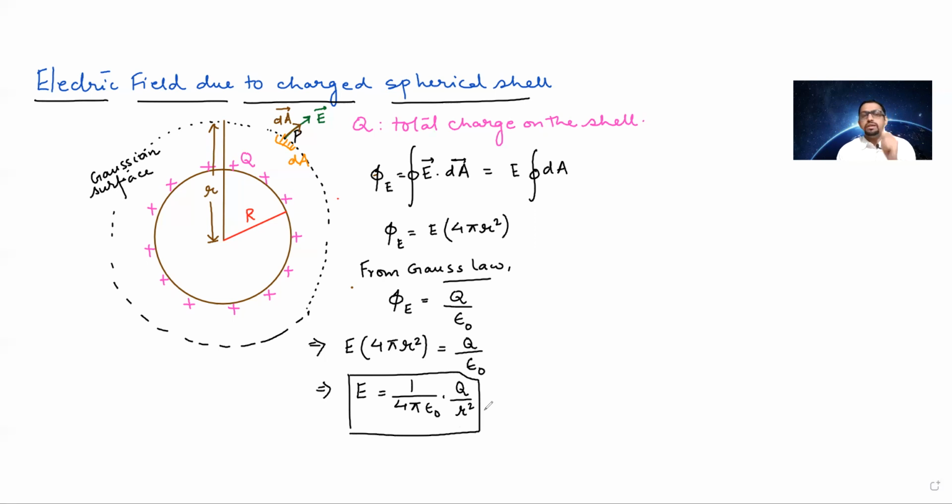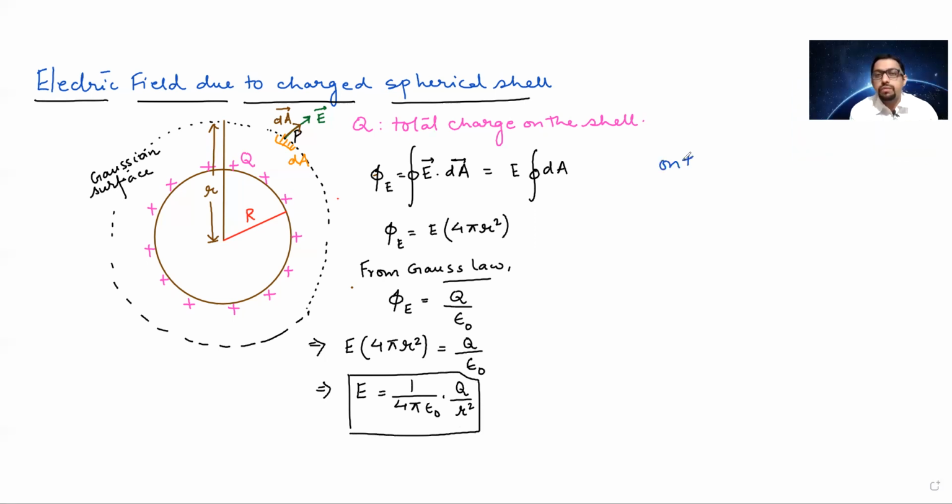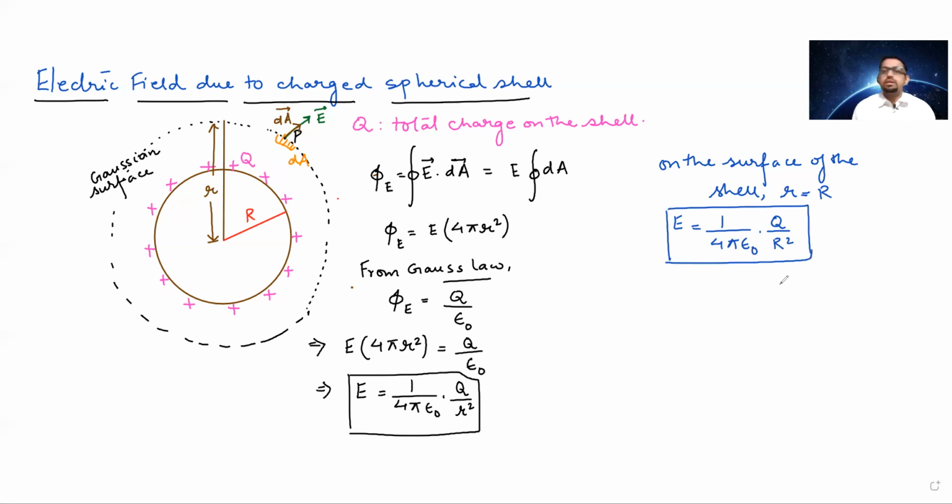What if this point is taken on the surface of the shell itself? On the surface of the shell, this small r, if you carefully see, becomes equal to capital R. So the electric field becomes 1 by 4 pi epsilon naught Q over R squared, right?